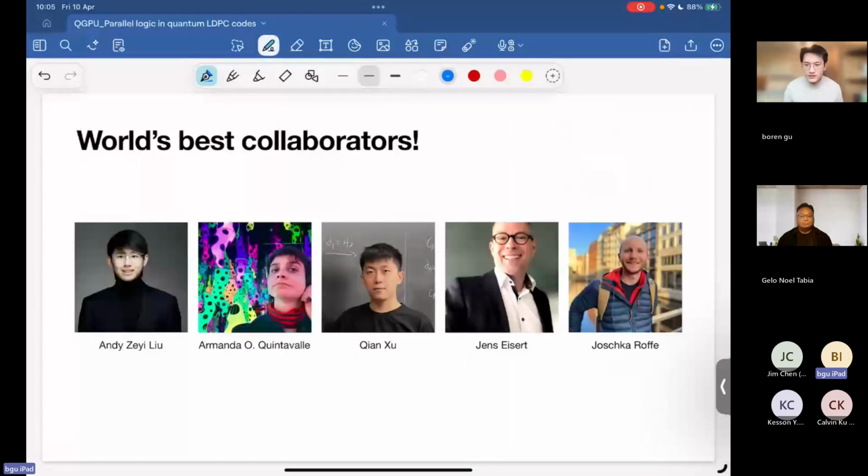First let me introduce my collaborators very fast: Andy from Yale, Amanda from FU Berlin, Qian Xu from Caltech, Jens Eisert, my current supervisor from FU Berlin, and Yosh Garov from the University of Edinburgh, my previous supervisor.